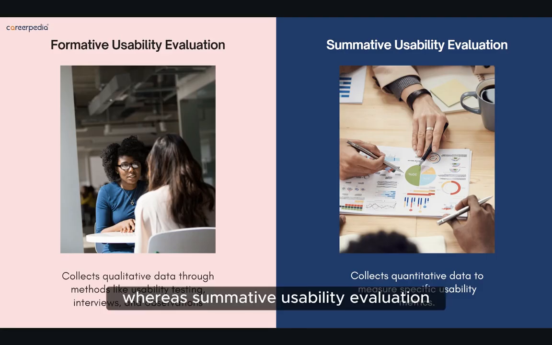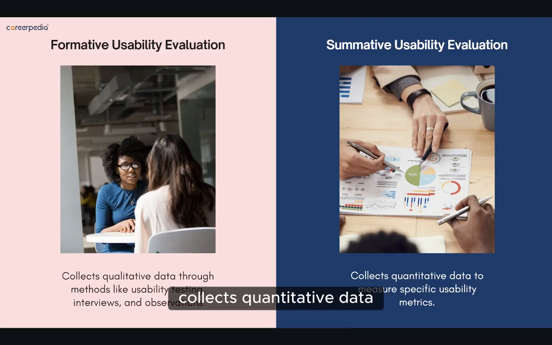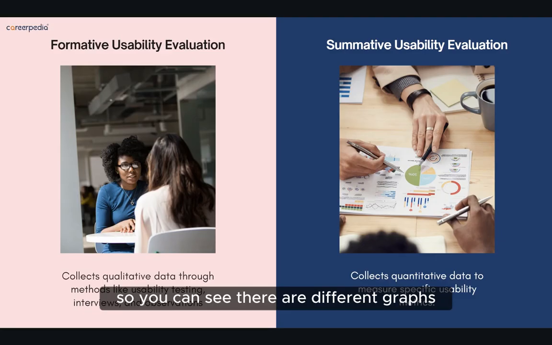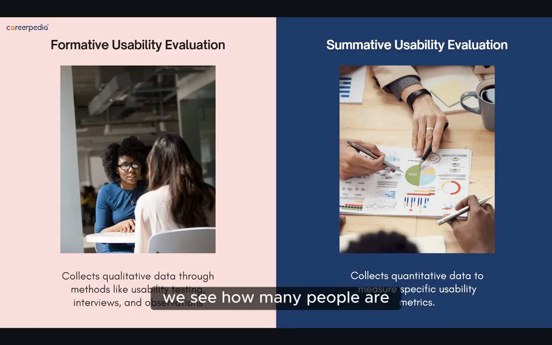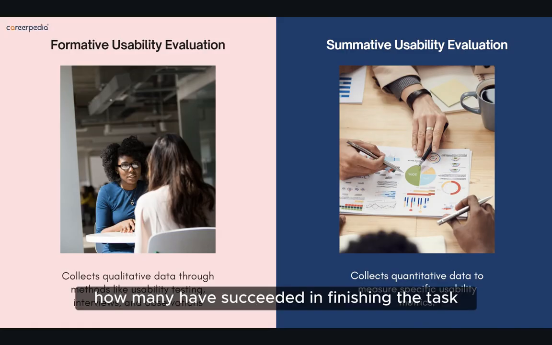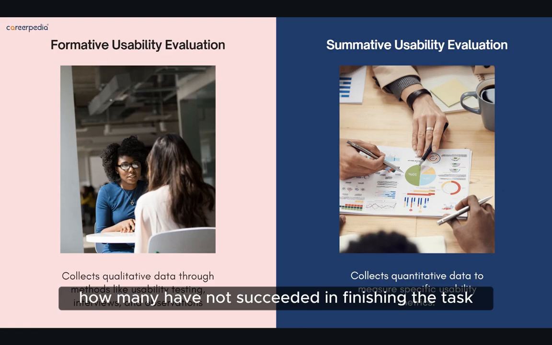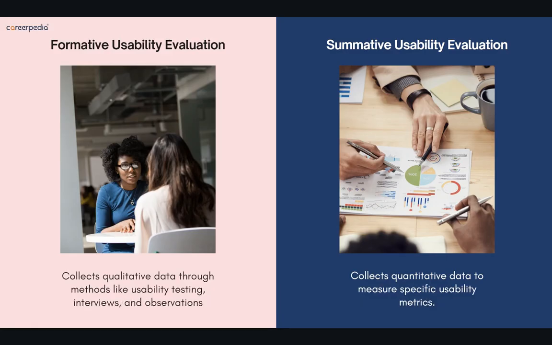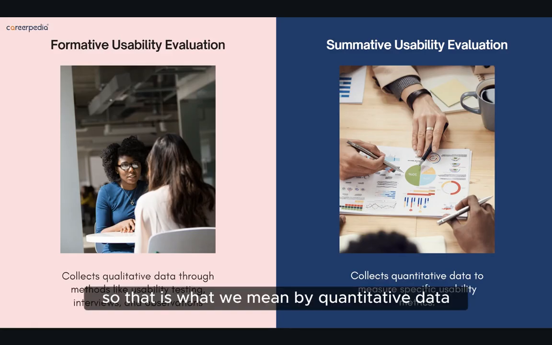Whereas summative usability evaluation collects quantitative data to measure specific usability metrics. So you can see there are different graphs. So when we compare with our benchmark, we see how many people are trying to finish a particular task. How many have succeeded in finishing the task? How many have not succeeded in finishing a task? All these can be represented in the form of numbers. So that is what we mean by quantitative data.